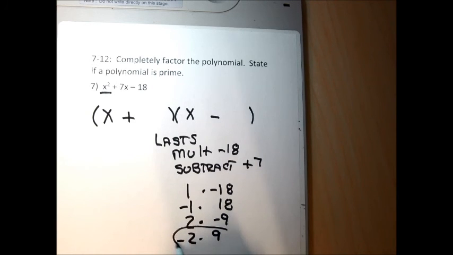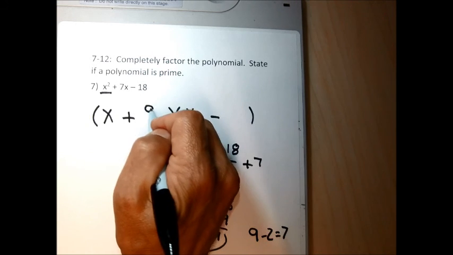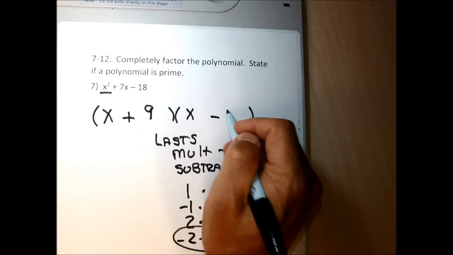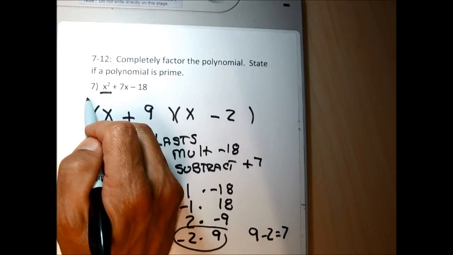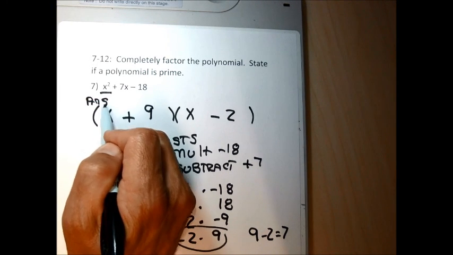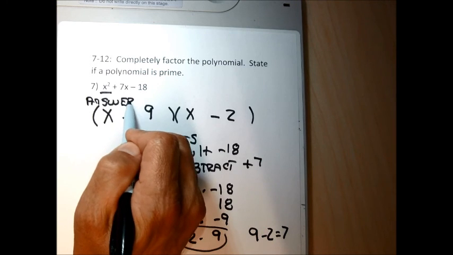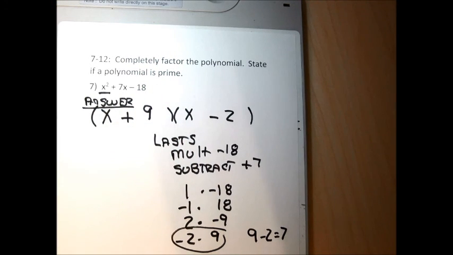This is the pair that I need because negative 2 times 9 is negative 18. And 9 minus 2 is 7, which is the middle number. So the 9 gets attached to the plus, and the minus 2 gets attached to the minus. You can FOIL this out to check, but I know it's going to be a long video regardless, and I don't want to do all the checking that you can do, but you certainly can FOIL that out to check it.